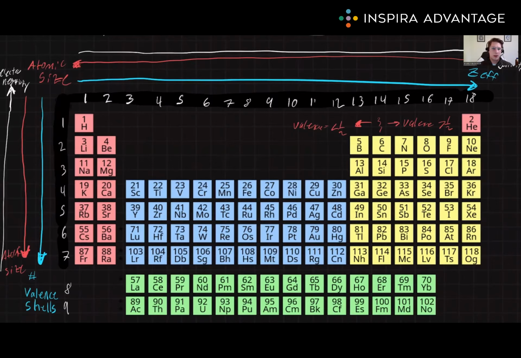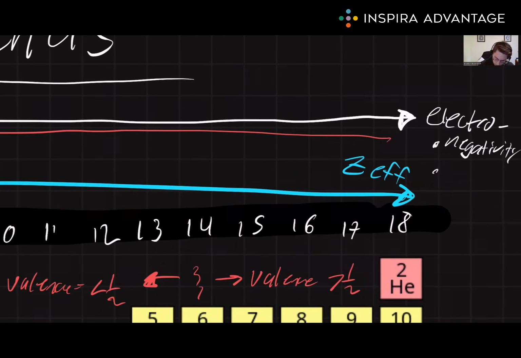Now, the chemists in the audience may be squeamish here, but for the purposes of the MCAT, electron affinity is essentially the same thing as electronegativity. It's just a bit more quantitative of a number.